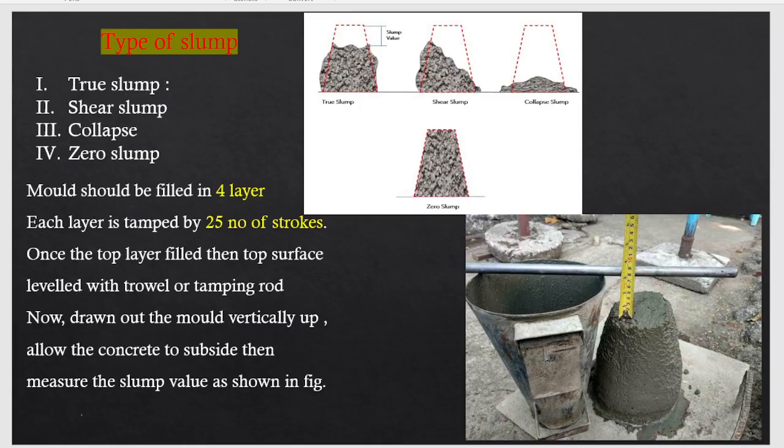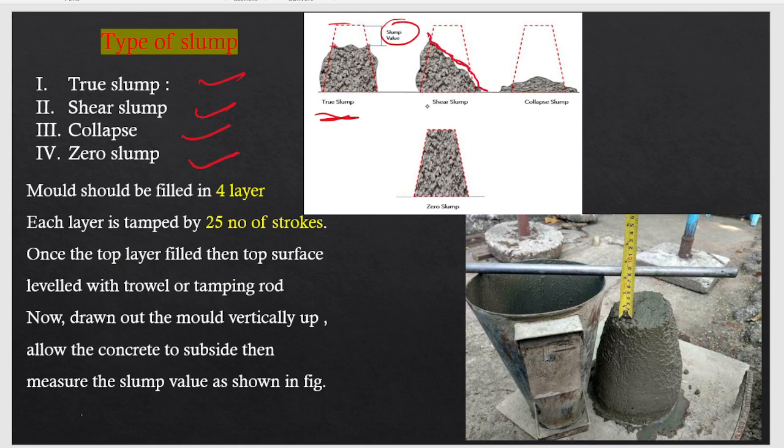Now, next, there are different types of slumps: the true slump, shear slump, collapse slump and zero slump. In the true slump, see, the upper side collapses and we get the slump value over here. But in the shear slump, one side gets sheared off like this. So this is the sheared slump.